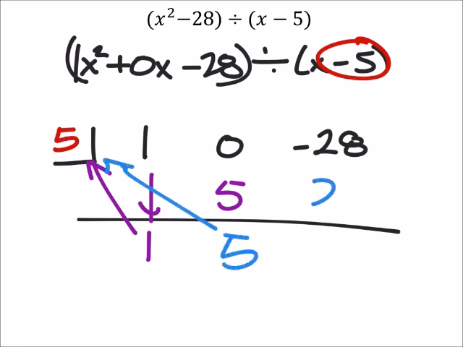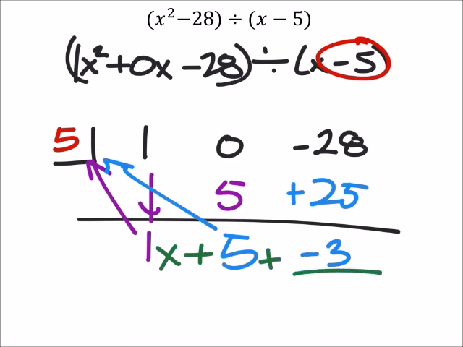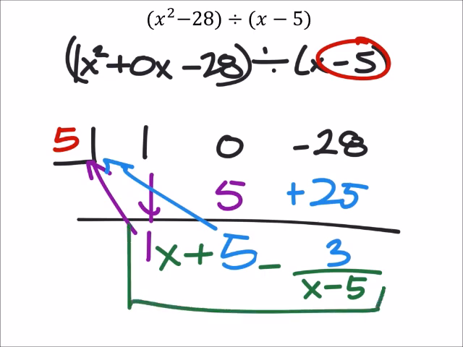5 times 5 is 25. That's positive 25. So negative 28 plus 25 is a negative 3. So we'll just tag on our x. We got plus 5 and then plus negative 3 over x minus 5. But again, it's likely on the homework that they're going to want to see this as a minus that fraction right there as the remainder. So there we go.